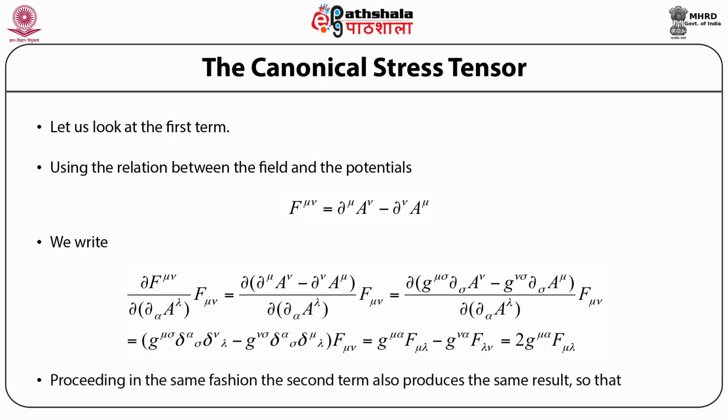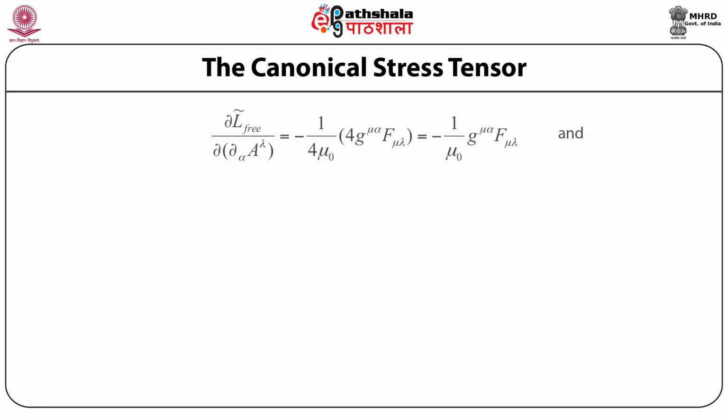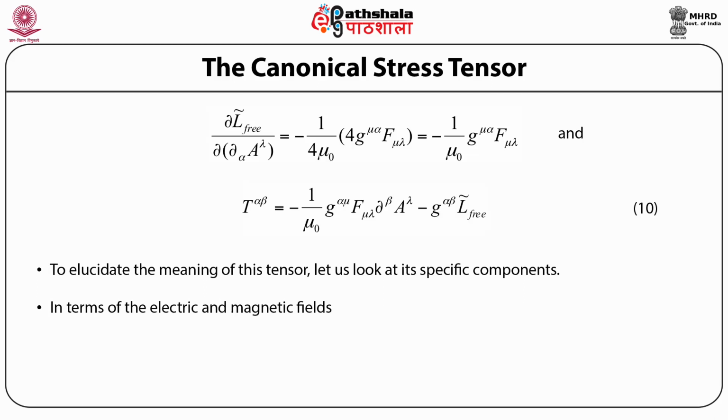The second term also produces the same result, so that ∂L_free/∂(∂_α A_λ) equals −1/(4μ₀) × 4 g_μα F^μλ, equals −(1/μ₀) g_μα F^μλ, and T^αβ equals −(1/μ₀) g^αμ F_μλ ∂^β A^λ − g^αβ L_free.